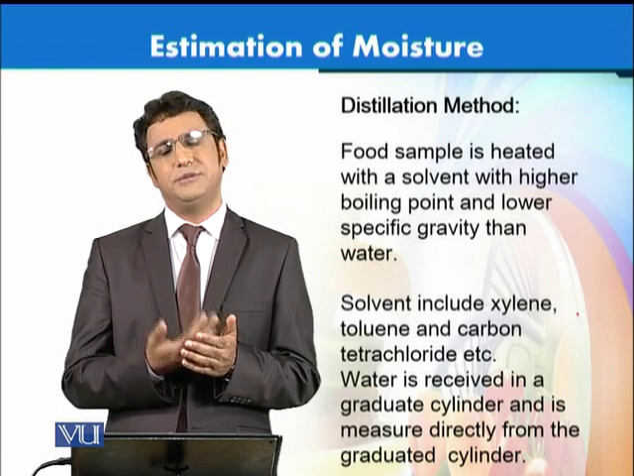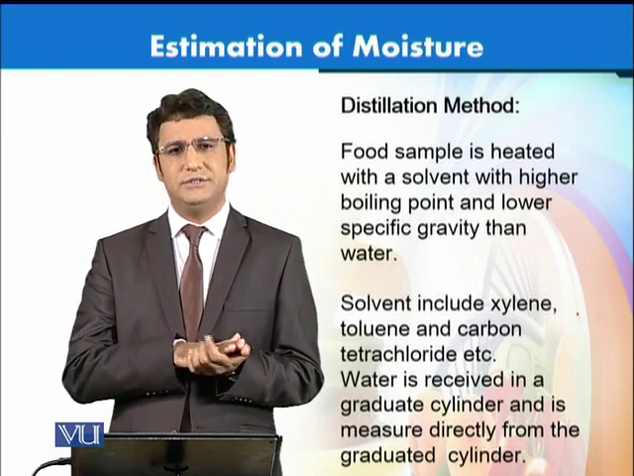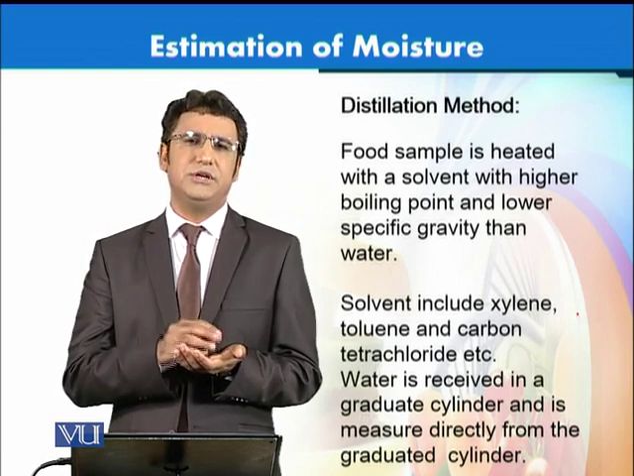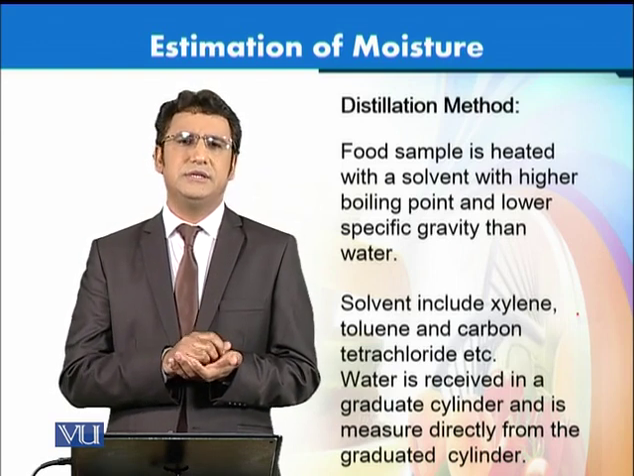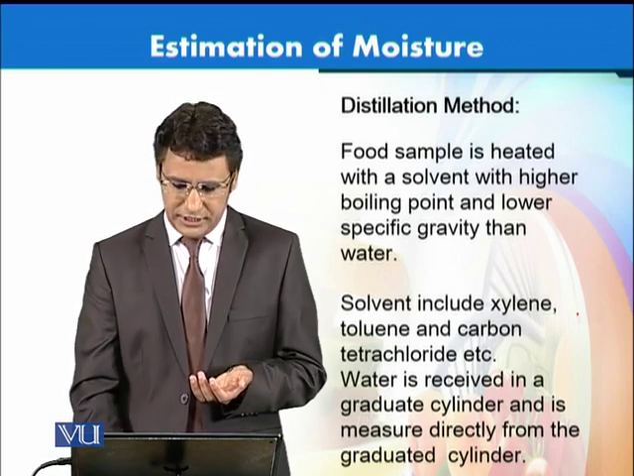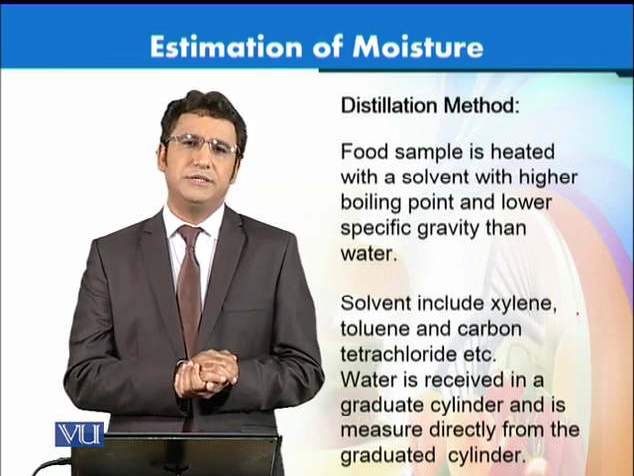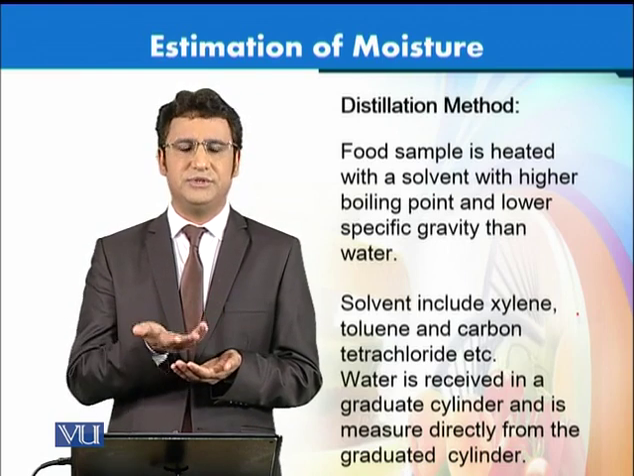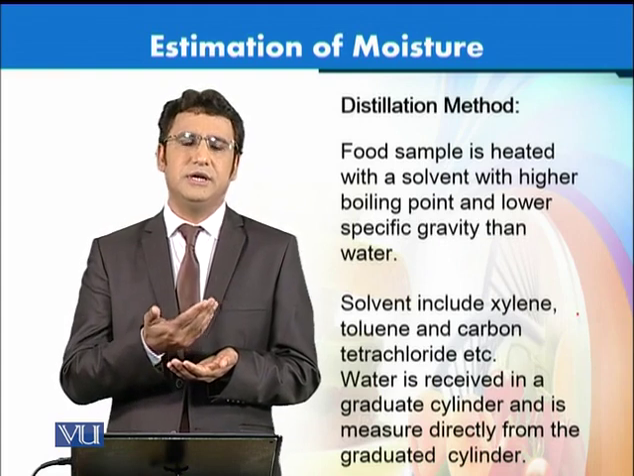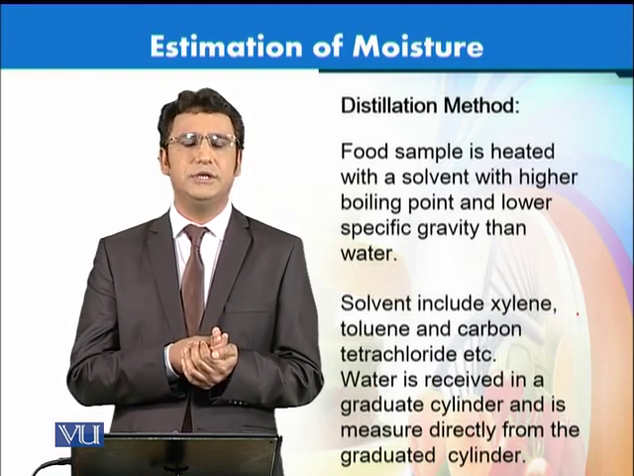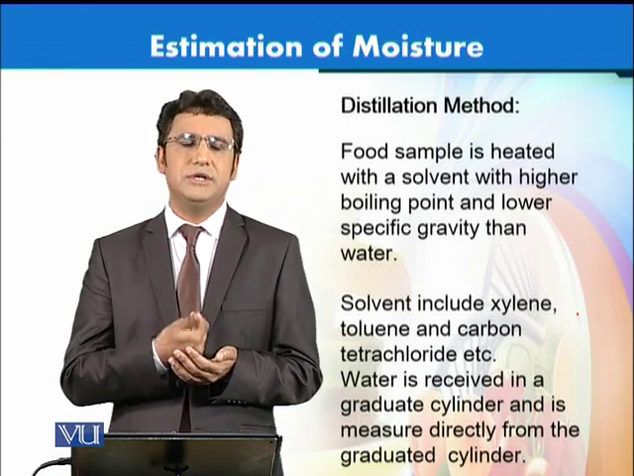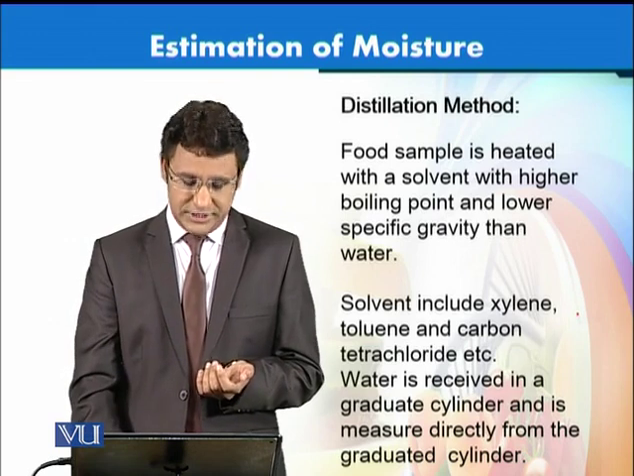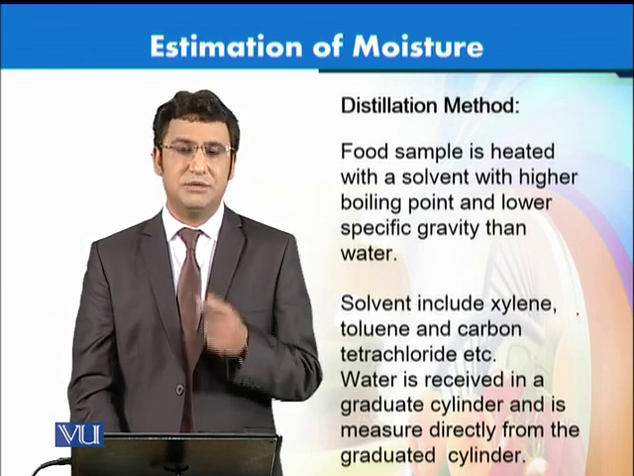What we do in the distillation method is we use a solvent, and this solvent is normally toluene, xylene, or tetrachloroethylene. This would normally have a higher boiling point than water. That would mean it would boil after water. It has more than 100 degrees C boiling point, and it must have a lower specific gravity. That would mean it could float on water. These are water immiscible solvents, so they would not mix with water.